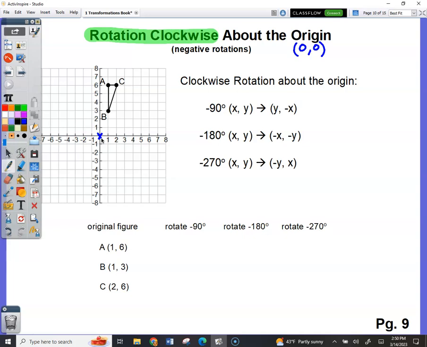Now, the state used to make us teach rotating around the origin and rotating around a random point. They have since taken out the random point. We are now just rotating around the origin, which is nice. We're going to leave the random point in the booklet, but we will skip over it.